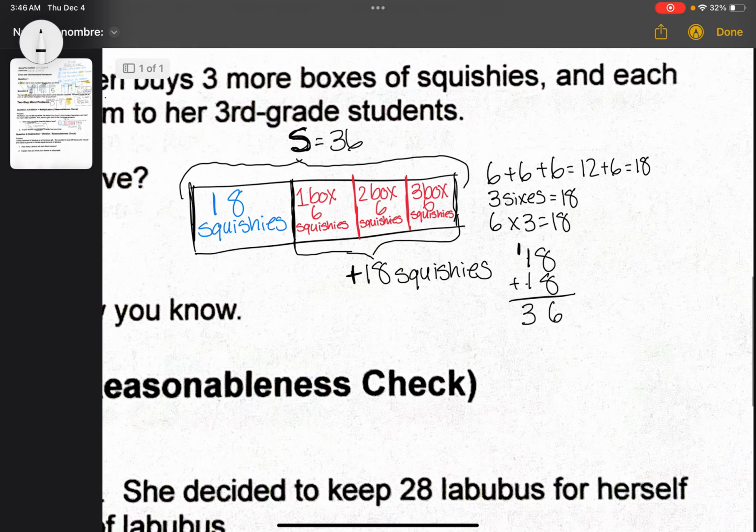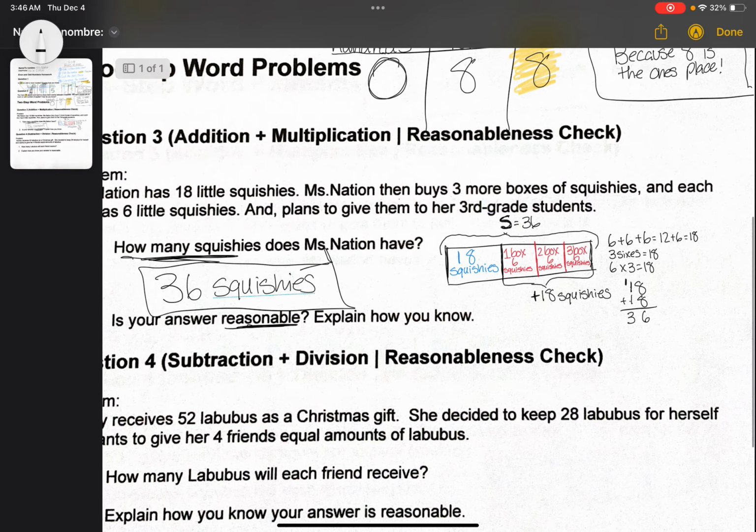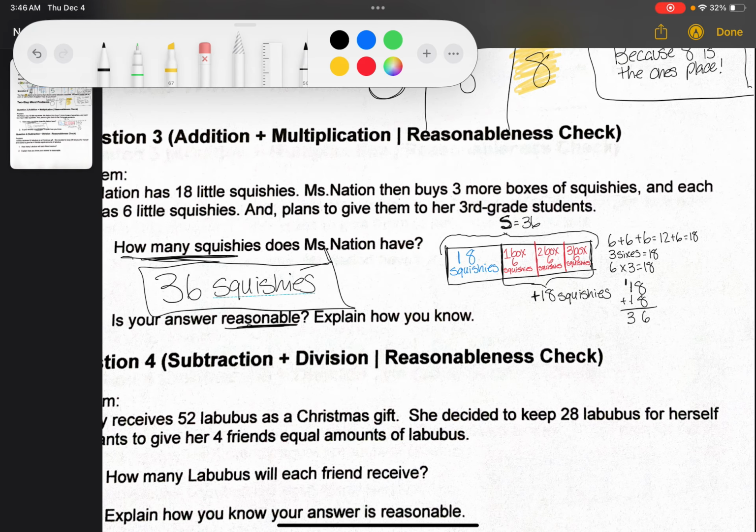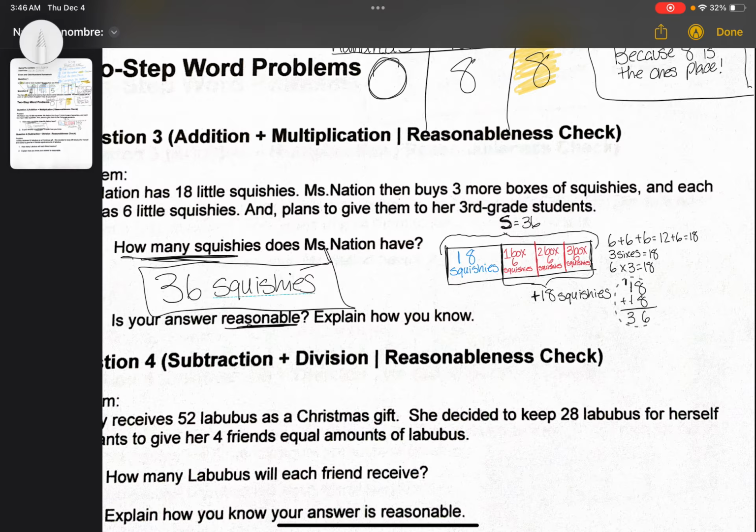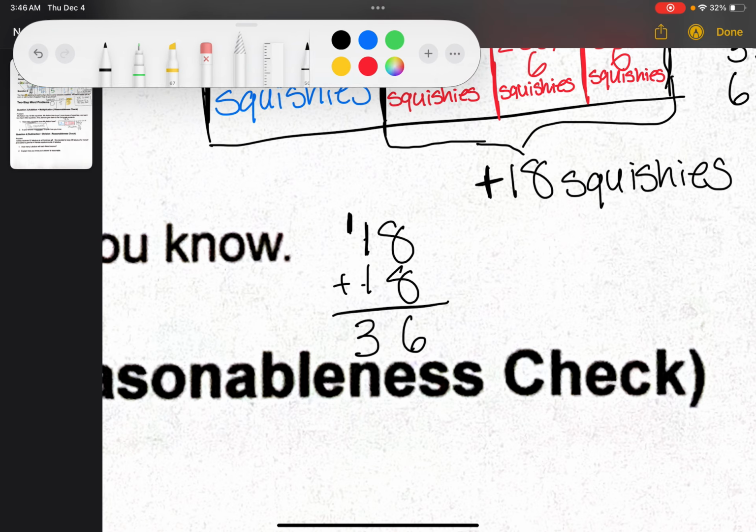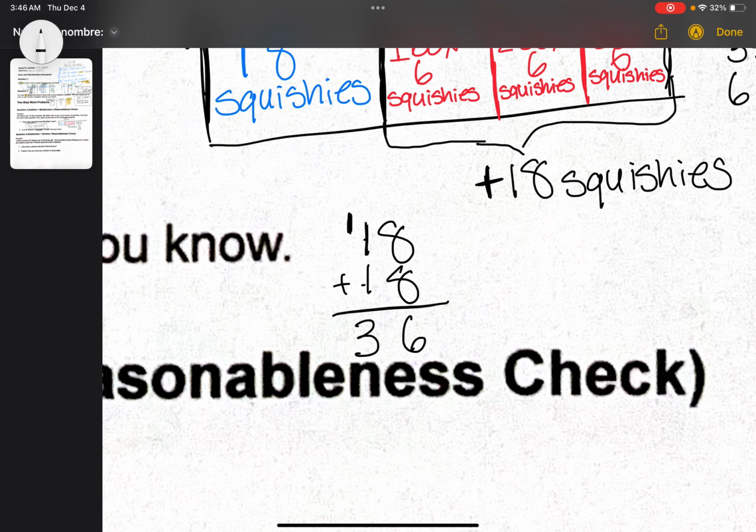Now, what you're going to do is, remember what you did over here? Your 18 plus 18, all you guys are going to do is round 18, 18, and 36. So we're going to round. Don't forget, the squiggles, those are estimations. We're going to round, estimate our answer.